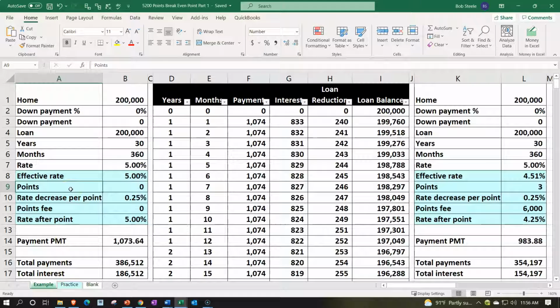In prior presentations, we looked at points in terms of what they are and what tools we can use in order to analyze them. Now we're going to be looking at the decision to take on the points or not, as well as the break-even point, the point at which taking on the loan or not could have the same cost. That's going to be our objective.